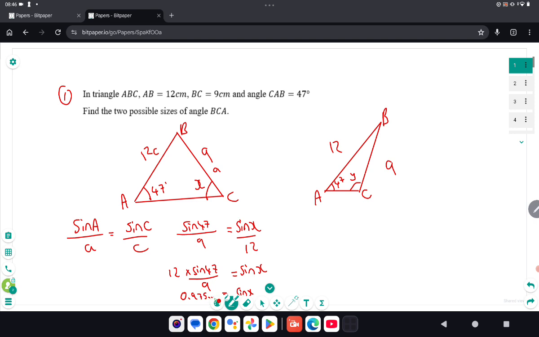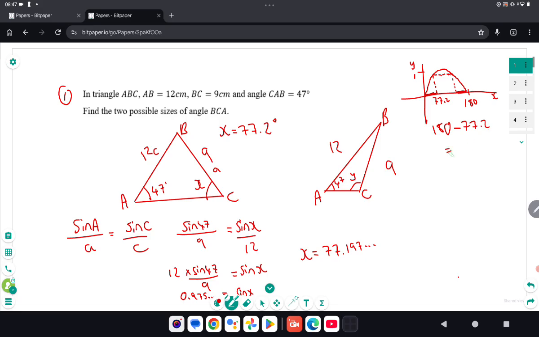Sin to the minus 1 both sides. So to 1 dp, x here is 77.2. Let's just quickly sketch my sin graph. I only need from 0 to 180. 77.2 is here. That gap is 77.2. Using the symmetry of my graph, it is the same as this space here. That's also 77.2. So the other answer is 102.8 to 1 dp.